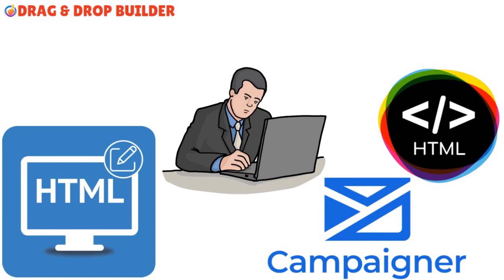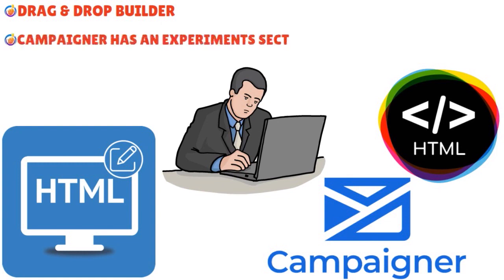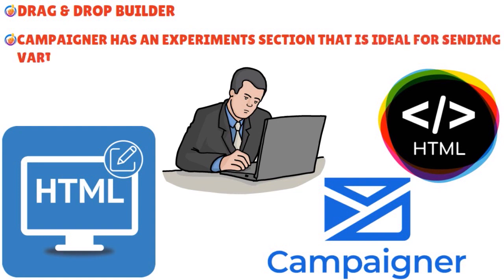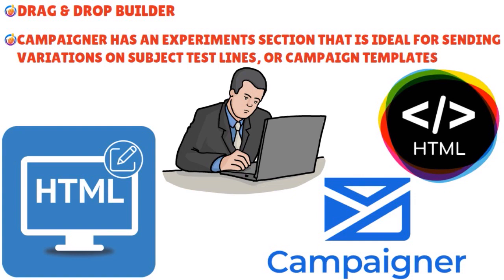And Campaigner has multiple sections that can help you in terms of setting up your campaign. As a matter of fact, we love the fact that Campaigner has an experiments section that is ideal for setting variations on subject lines or campaign templates, which can aggregate information on which variants were clicked, which ones were subscribed to, or which ones were unopened into an easy-to-read visualization.